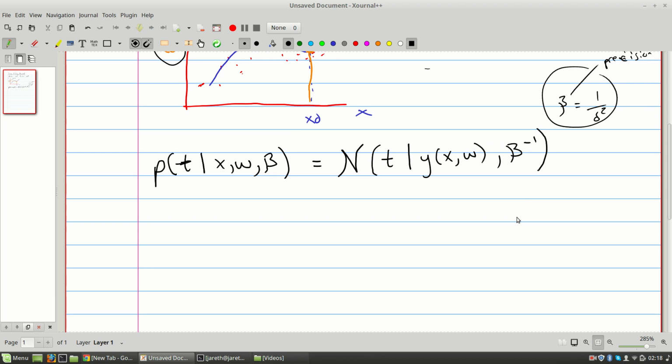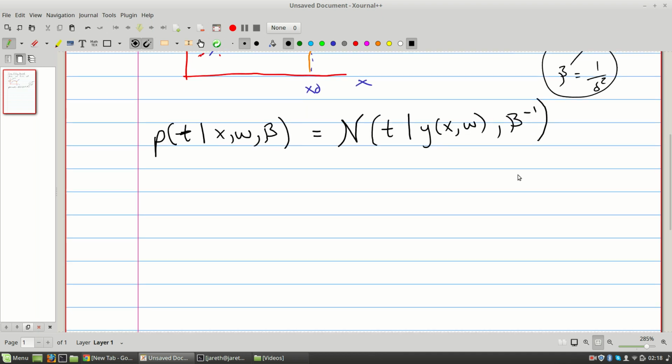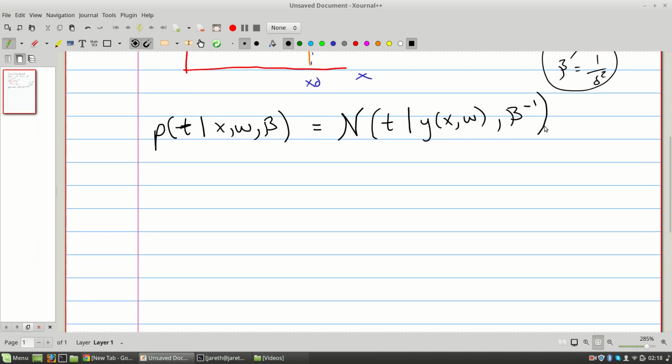Okay, so this is how we express our probability distribution over t. The probability of t, our target variable, given x, our data, w, the weight vector, and beta. And we say that this follows a normal distribution over t, our target, which is parameterized by our mean, which we represent by y(x, w), and beta inverse, where beta is our precision. So this is the thing. We're trying to use our training data, x and t, to determine the values of our unknown parameters, w and beta.